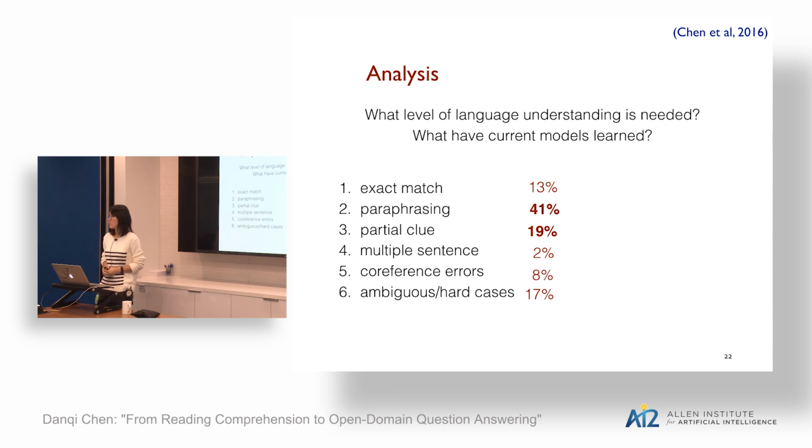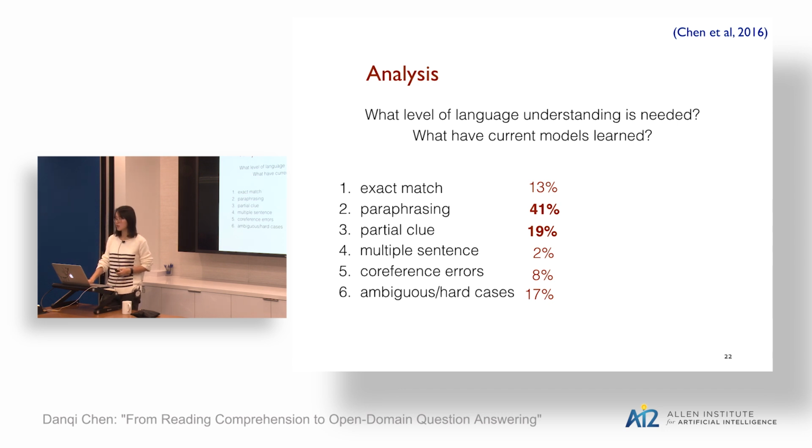So we analyzed about 100 examples on this data set, and we found this distribution. First, paraphrasing and partial clue are the two biggest classes. They account for 60% of the examples. We also found that multiple sentence only accounts for two out of the 100 examples, so it's really not too much. And besides that, 25% of the examples are pretty hard and also involve some coreference errors.